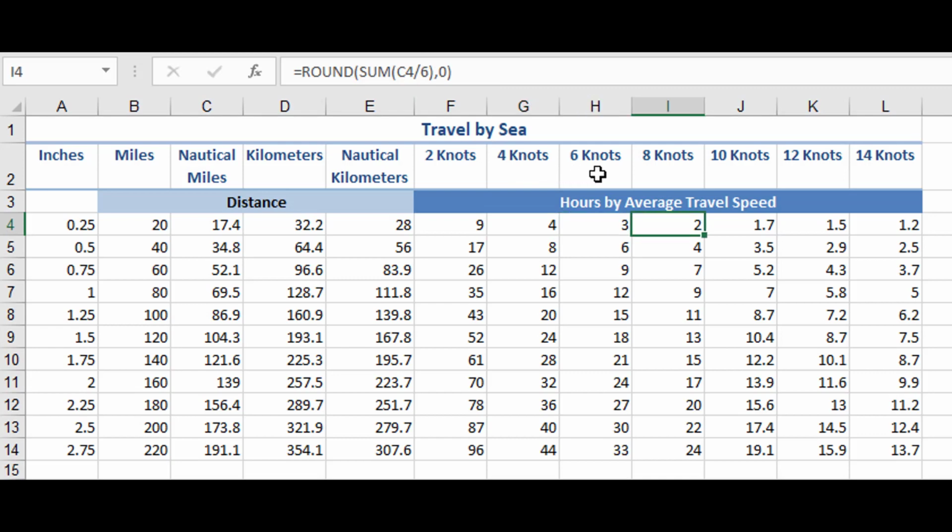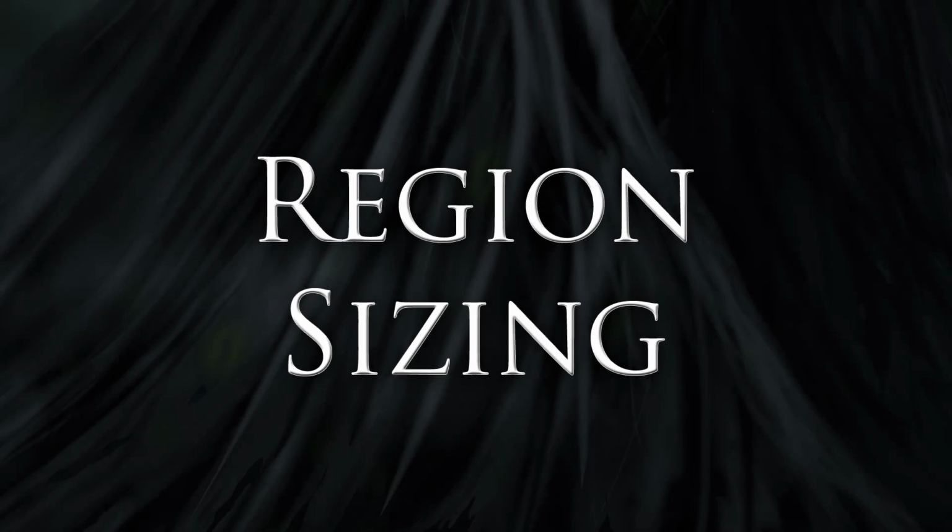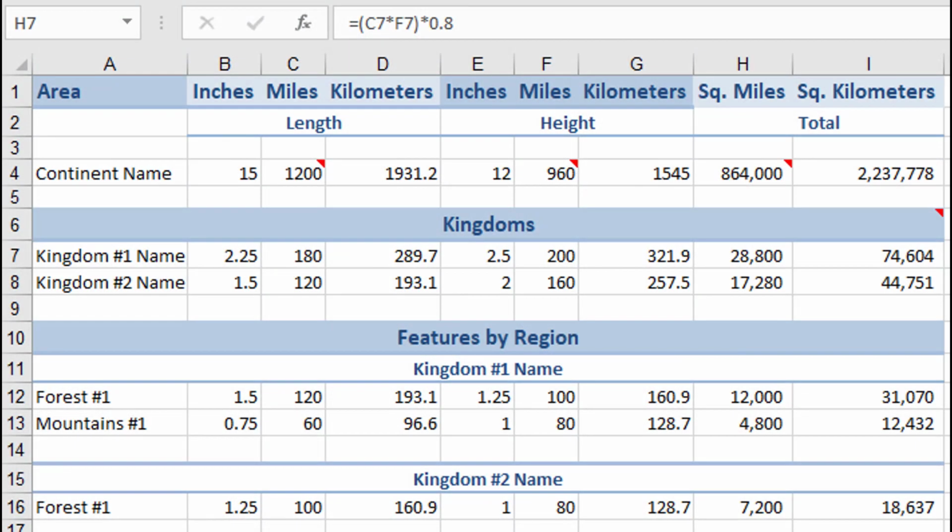Yep, it's by 6, by 8, 10, 12, 14. That's all there is to this one. It's pretty simple. So this is done for you, and this will tell you how long it takes to get somewhere by ship. Okay, let's talk about another area of our spreadsheet, and that is the region calculator.